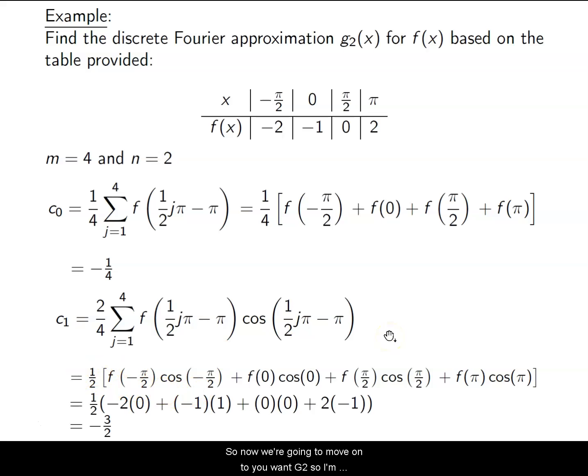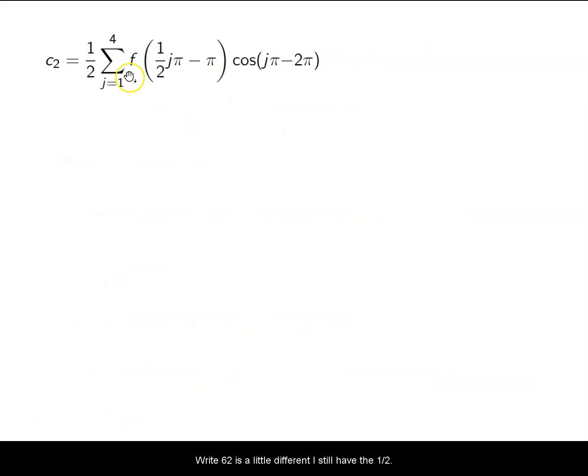Okay, so now we're going to move on to, we want G2, so I'm going to need C2 as well, right? So C2 is a little different. I still have the 1/2. The f's are the same. This is going to be different, right? Because now it's 2jk pi over m. So here, k is 2, so I have 4 on top. M is 4, so that ends up canceling. So I just have j pi minus k pi.